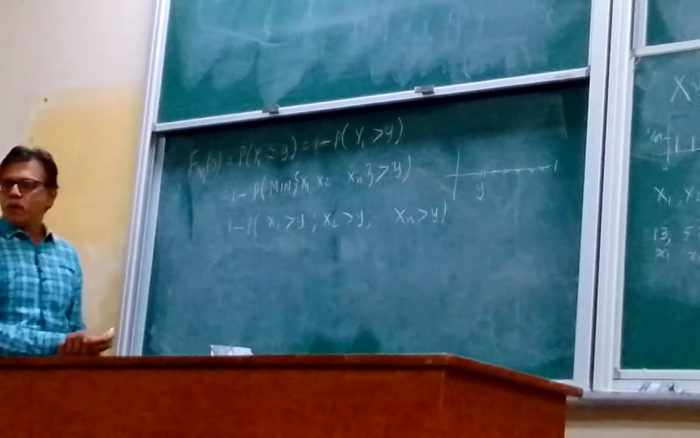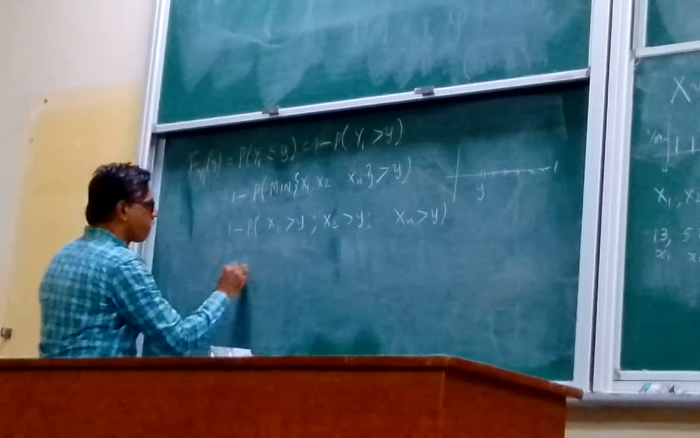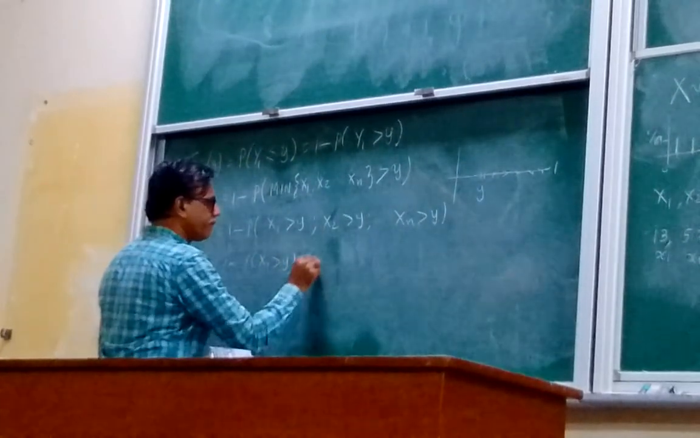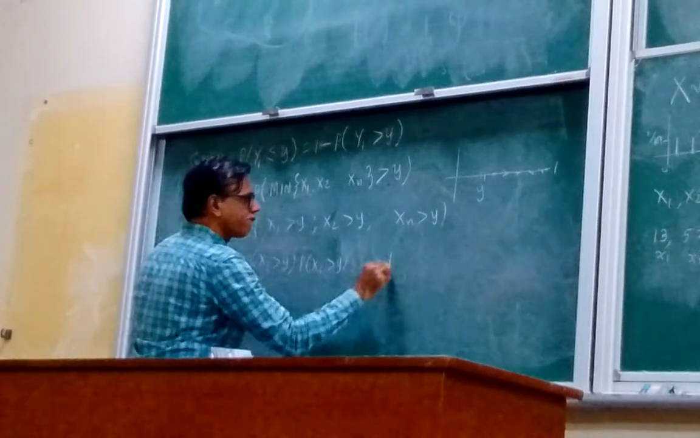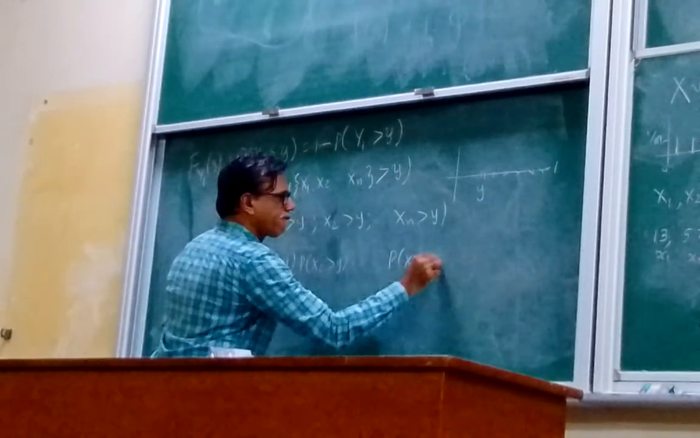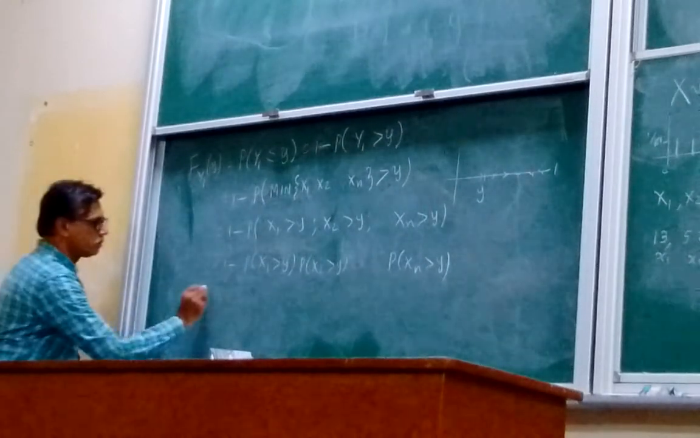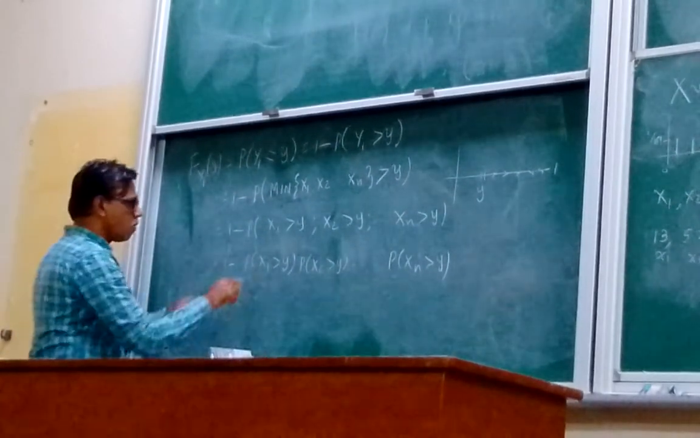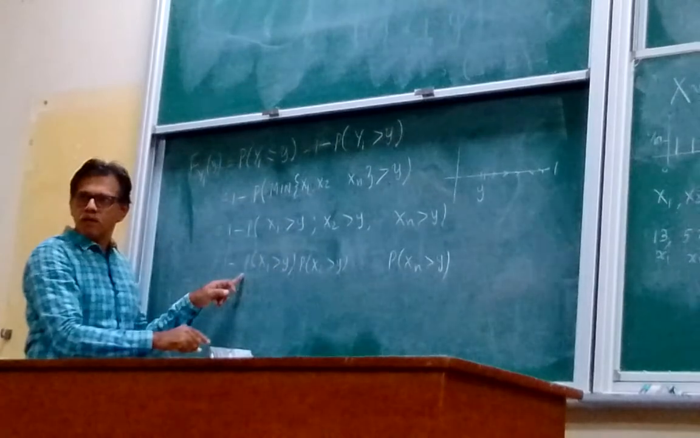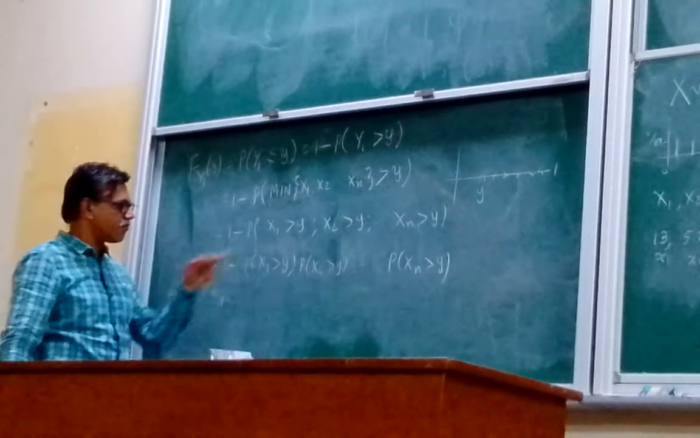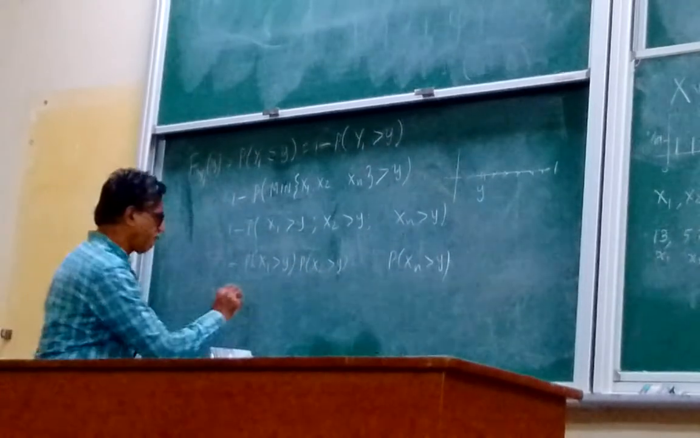Again, all of them are independent. So this is 1 minus the product. What is this quantity? This is the CCDF, complementary cumulative distribution function, of X1, X2 and so on.